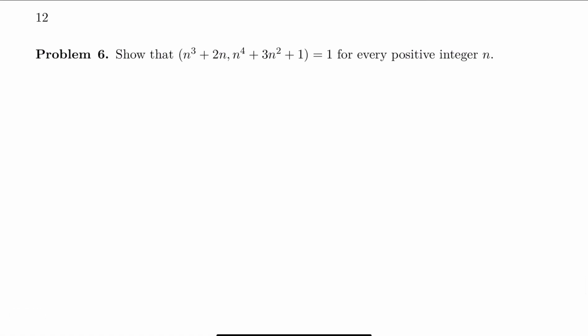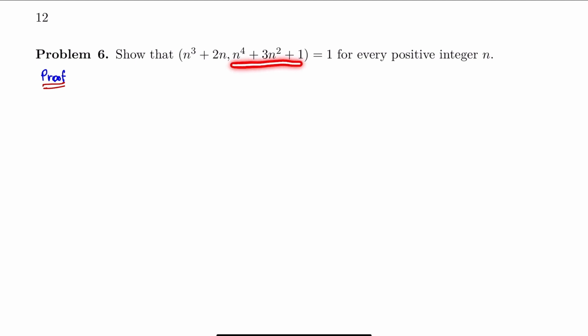In this video, we are going to show that the greatest common divisor of n cubed plus 2n and n to the 4 plus 3n squared plus 1 equals 1 for every positive integer n. So we might start with the Euclidean algorithm for these polynomials. Let's get started.